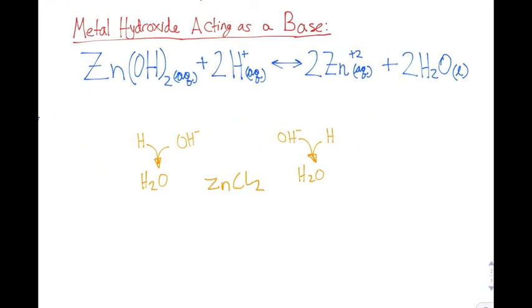The zinc 2 ion forms a salt with the chloride ions from the hydrochloric acid. The chloride ions are not shown in the net ionic equation, however, because they are spectator ions.